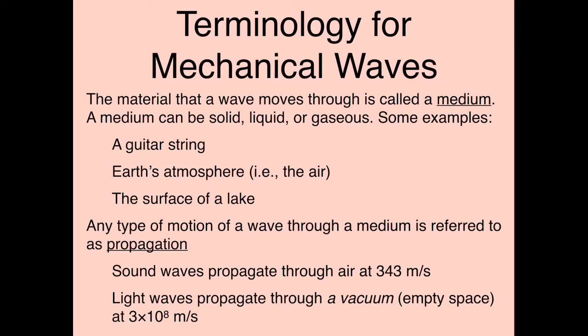Light waves, on the other hand, propagate at a much faster speed through a vacuum, empty space. And that speed is 3 times 10 to the 8 meters per second. So those are some examples of the speed at which different waves propagate.